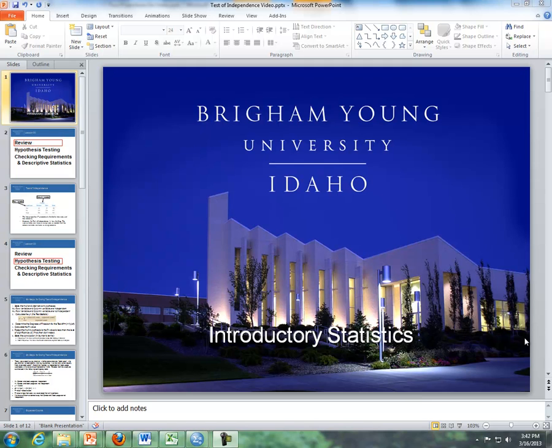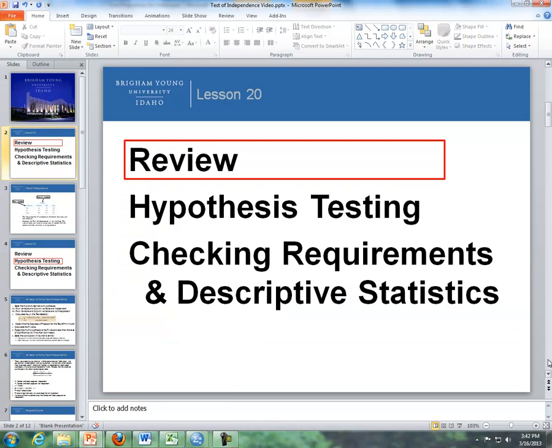Lesson 20 deals with test of independence. So here's the outline for these videos. First of all, I'll be reviewing a few items, followed up by hypothesis testing, and then wrapping up with checking requirements and descriptive statistics. Notice here that there is nothing about confidence intervals. There's no confidence intervals when we're dealing with test of independence.